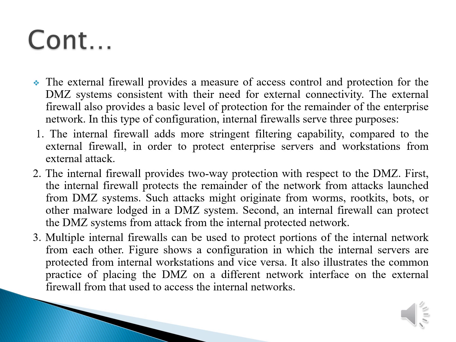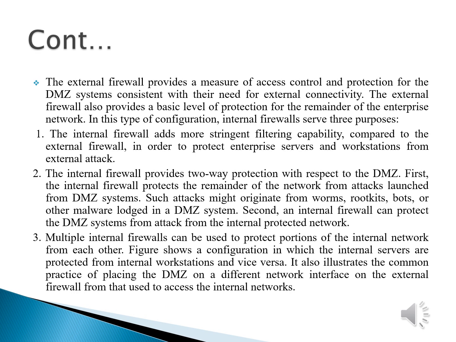In this type of configuration, internal firewalls serve three purposes. The first one is that the internal firewall adds more stringent filtering capability compared to the external firewall, in order to protect enterprise servers and workstations from external attack. The next one is that the internal firewall provides two-way protection with respect to the DMZ. First, the internal firewall protects the remainder of the network from attacks launched from DMZ systems. Such attacks might originate from worms, rootkits, bots, or other malware lodged in a DMZ system.